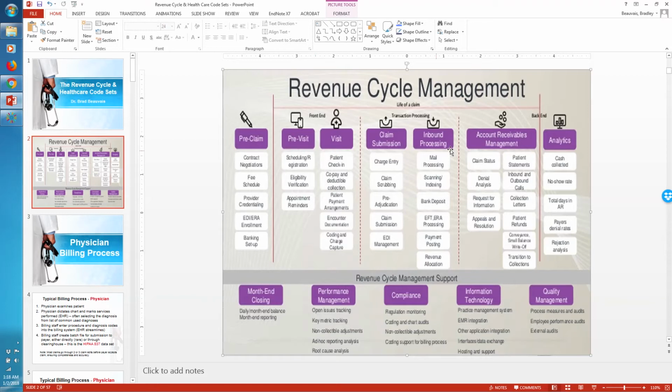Because as this flows more freely, as we have a better physician relationship and physicians are closing out their records, we're making sure everything is documented, we're going through pre-adjudication, and so on and so forth, it's very easy then to reduce our total days in accounts receivable, our payers' denial ratios, and our rejection analysis.